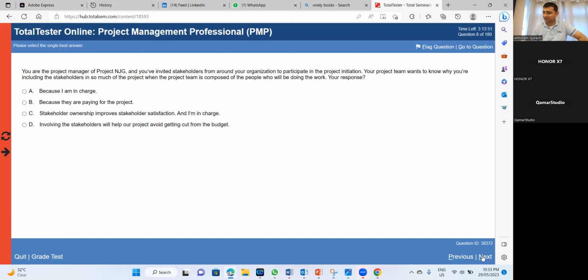I think the C point is more relevant. Yeah, why, what do you think? Stakeholder ownership will improve because they will take the ownership of all of the things, and also I am the boss. It will be I am the boss and stakeholder ownership improves.